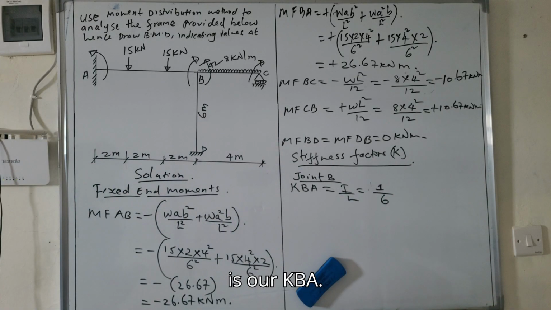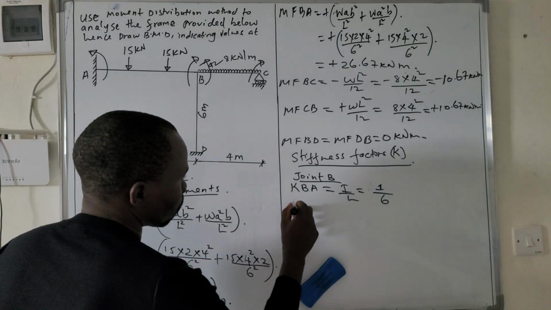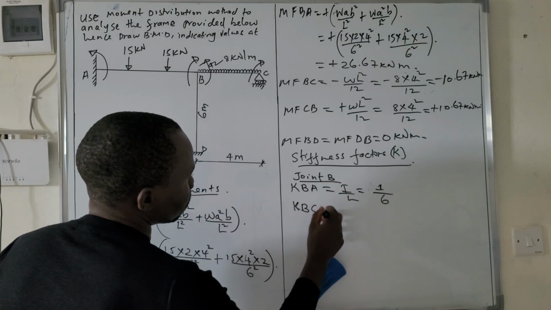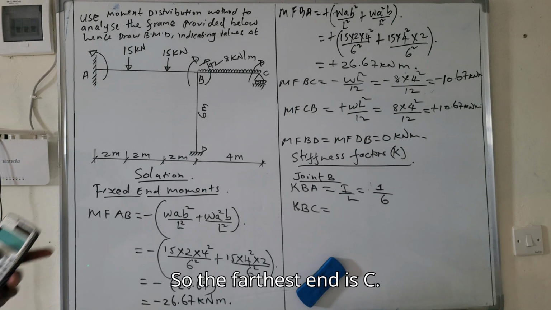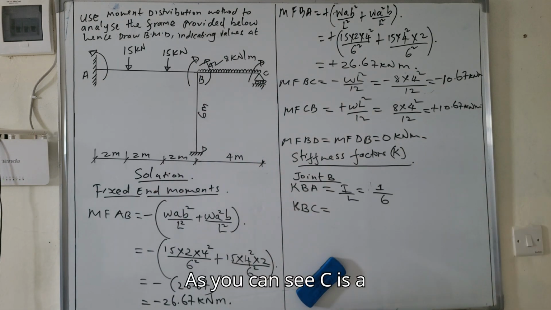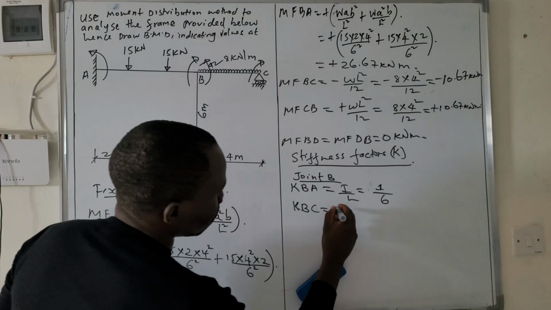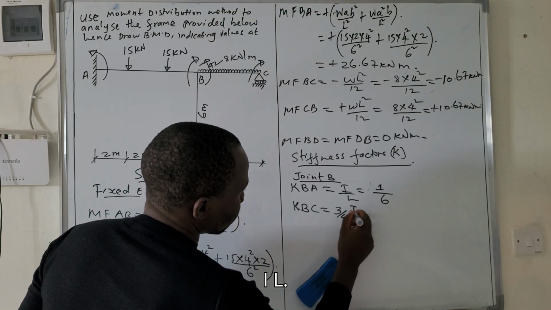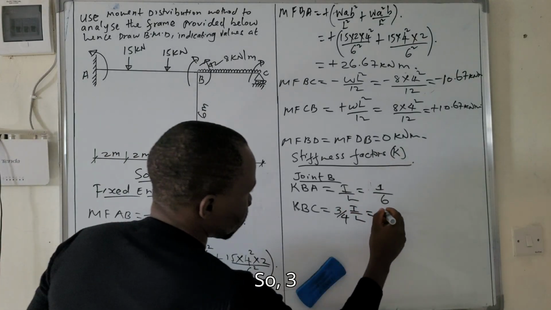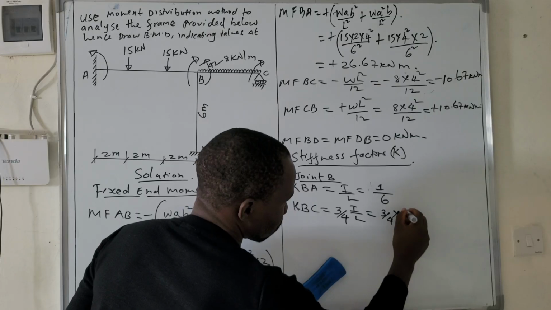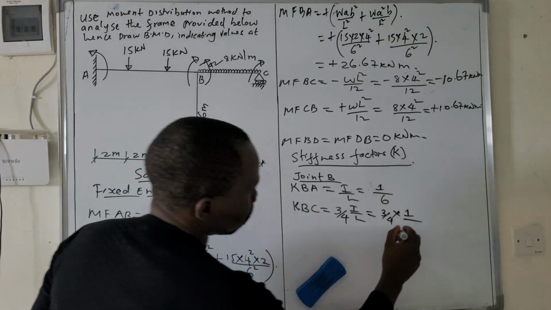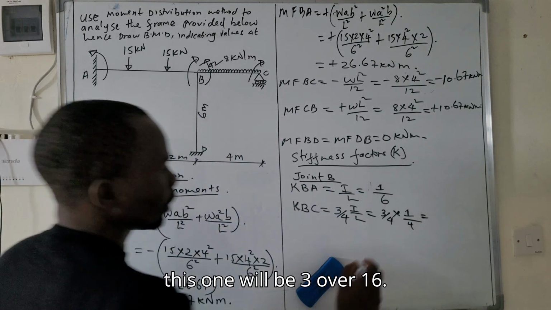So that is our KBA. We proceed to KBC. For KBC, we consider the farthest end of this span, which is C. As you can see, C is a roller. So the formula will be 3 over 4 times I over L. Our I is constant, so it will be 1 over L, 4. So this one will be 3 over 16.